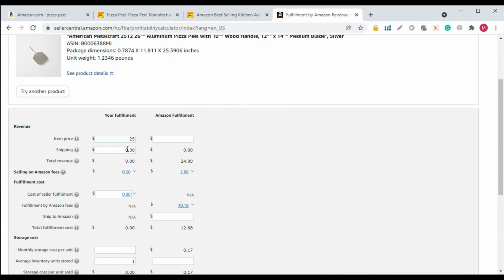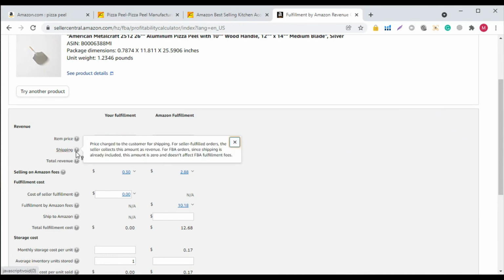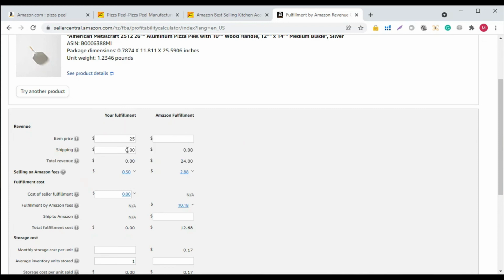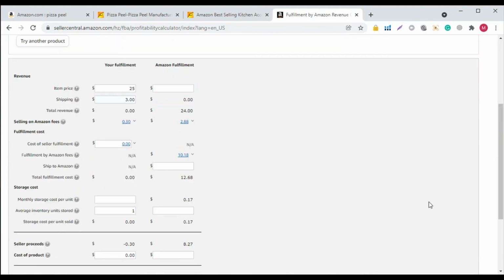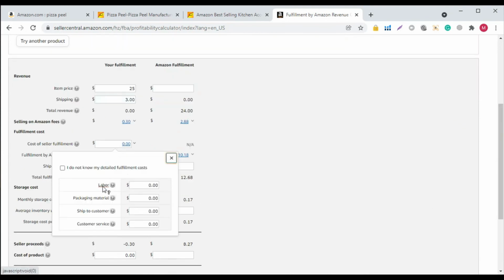$25. And shipping, on FBM you charge shipping yourself from the customer. If you click here on the little information section, it's the price charged to the customer for shipping. Another name is delivery charges. Most of the FBM sellers charge $3 per unit from the buyers for the delivery. And here, yes, you will put the extra charges, I mean, if you are hiring any labor, packaging materials, ship to customer, and customer service, you will add all of the extra charges if you are paying for them.